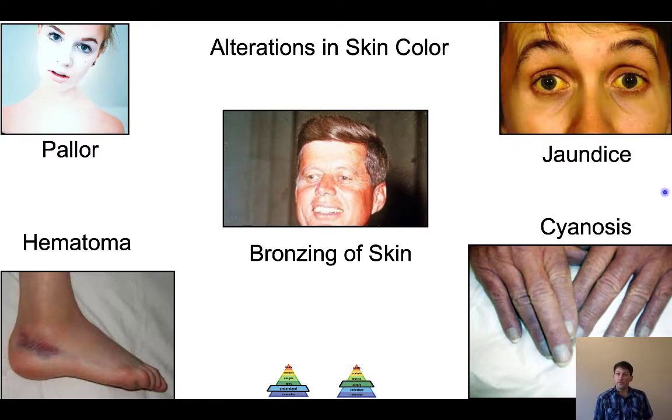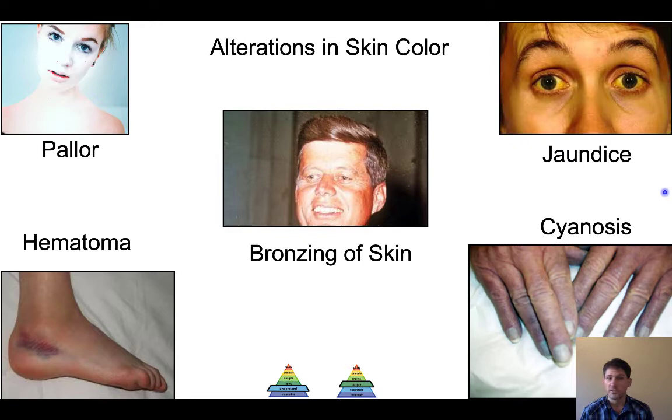All right, some alterations in skin color that we might see. You can see some examples on your screen right now. One, up in the top left, is pallor. Pallor is a paleness that can happen from fear, anger, or emotional stress. It can also happen during anemia or times of low oxygen.